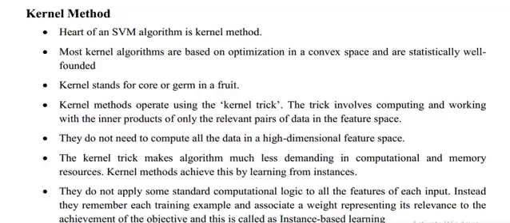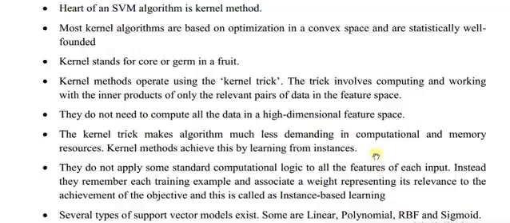So normally the kernel functions do not apply a common formula for all the features of the input. What they do is remember the training examples and assign a specific weight to each feature, and based on its relevance they achieve the classification. That is nothing but instance based learning. Several types of support vector machines exist. Some are linear, polynomial, radial basis function, and some are sigmoid.